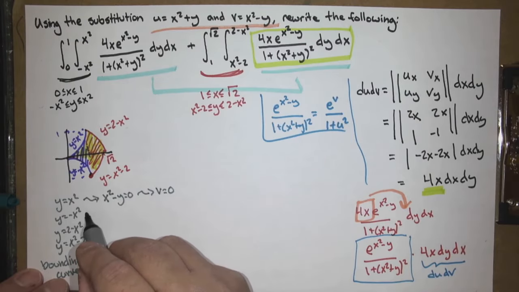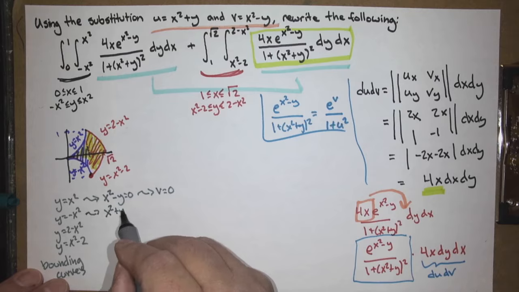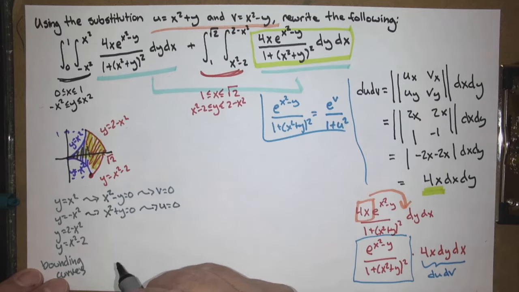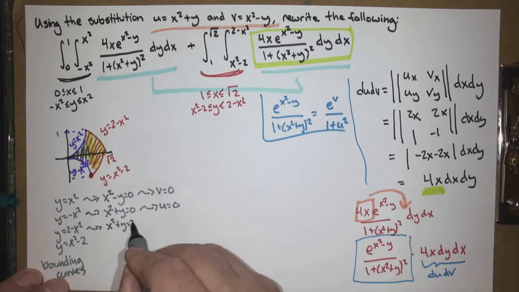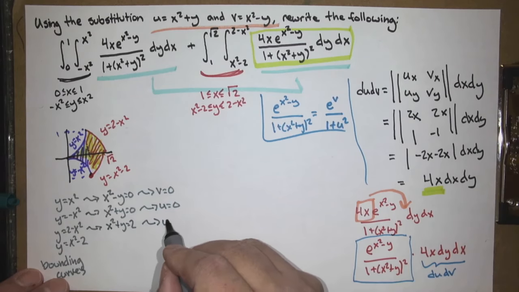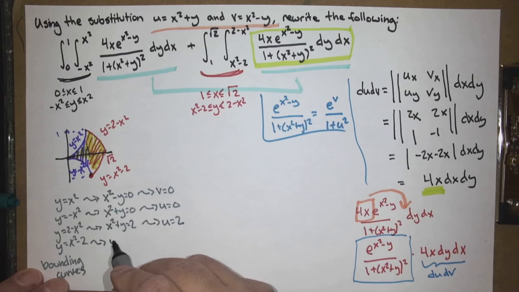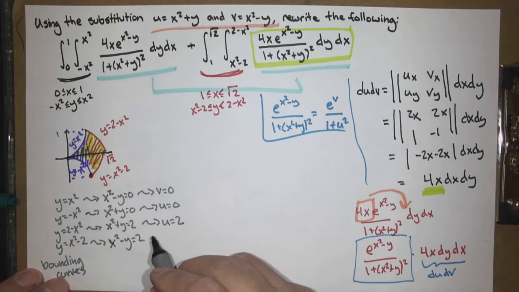This next one, y equals negative x squared. Intermediate step, x squared plus y equals 0, which becomes u equals 0. Next one, y equals 2 minus x squared. That becomes x squared plus y equals 2, or u equals 2. Last one, intermediate step, that's x squared minus y equals 2, just moving the y and the 2, having them swap places, which becomes v equals 2.